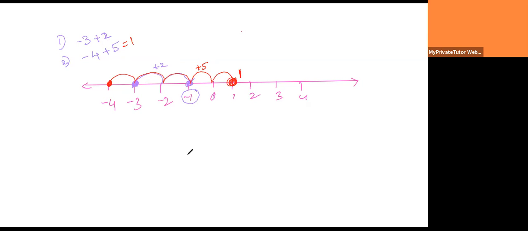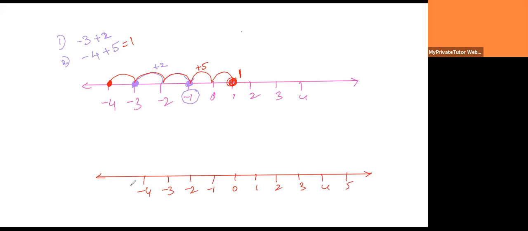Okay, so let's try some subtraction questions. Let me draw one more number line. Here is 0. One moment, let me draw the number line again. So just tell me the question as you wish.